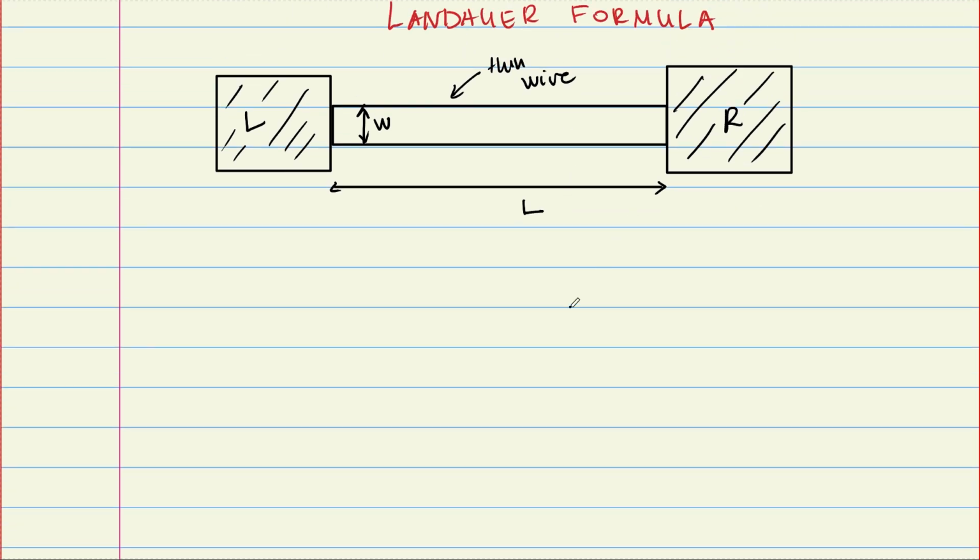So a couple of assumptions about this wire. We first assume this has a uniform width, with W much less than L, and no disorder or no impurities. So electrons in principle should propagate without any scattering.